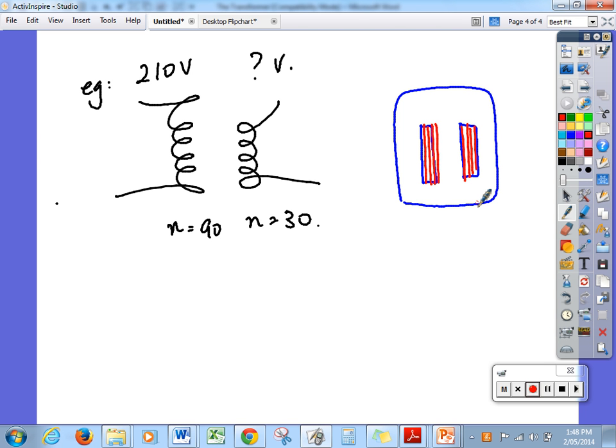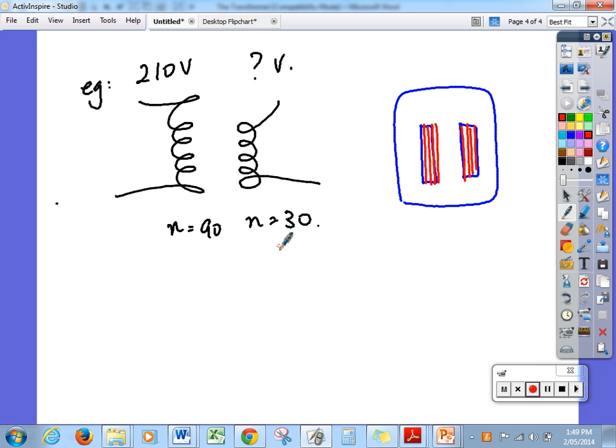So I am just doing it symbolically so that we can do a calculation. Firstly, we determine whether or not this is a step up or a step down. The primary coil has 90, the secondary coil has 30. Is it a step up or step down? Down. What's the factor from going one to the other? 3. Because it's a step down, it divides by 3.